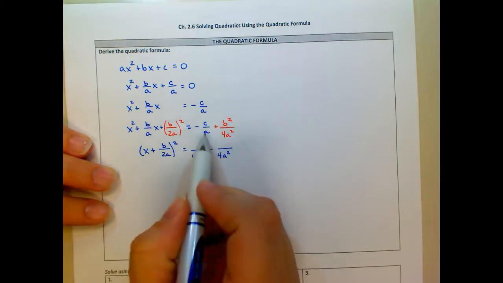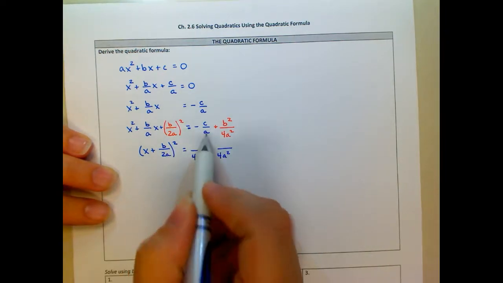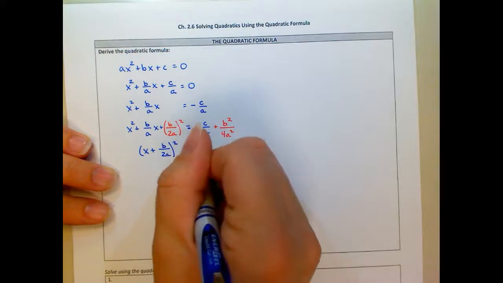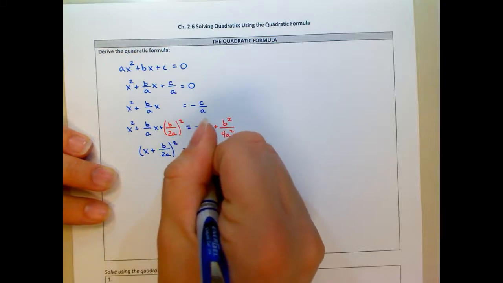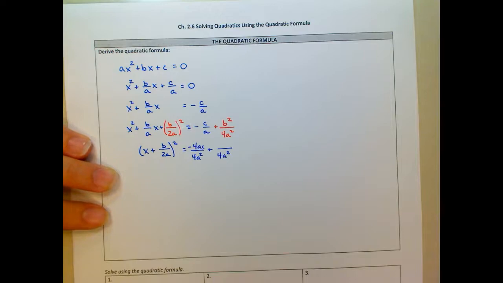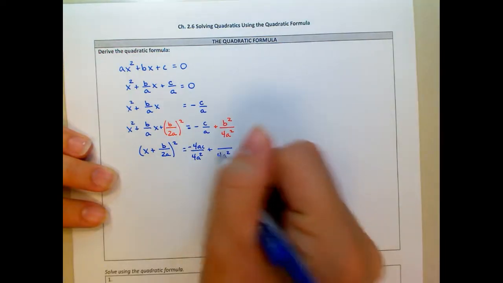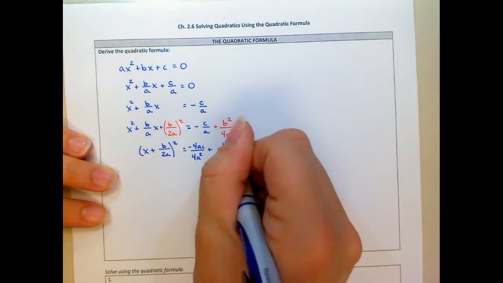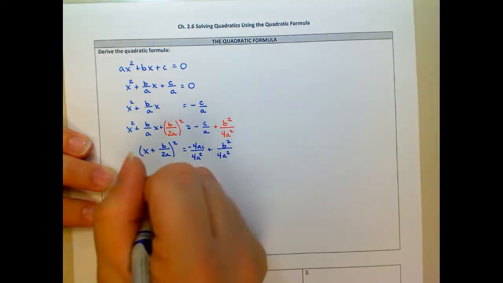So we had to multiply a by 4a, which means we have to do the same to the top. Negative c times 4a is negative 4ac. Again, we simply multiplied a by 4a to get 4a squared, and we multiply the top the same way. On the second fraction, we didn't have to multiply it by anything other than 1, so that just stays as b squared. We're going to go ahead and put this together.